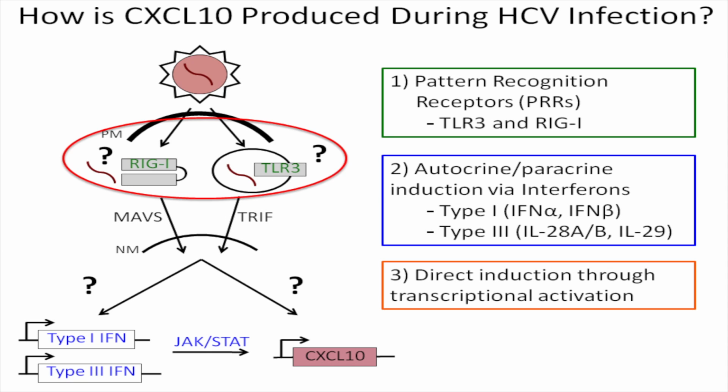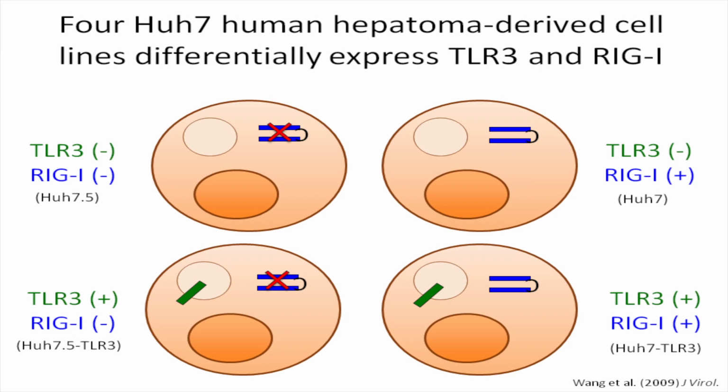To do that, we were using a cell culture-based system, the Huh7 human hepatoma model. It's well known that the parental Huh7 cells don't express TLR3, so they will not signal through TLR3 unless you express it. But they have a functional RIG-I molecule. So these cells are effectively TLR3 negative, RIG-I positive.